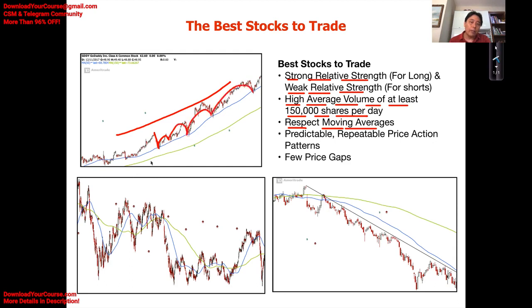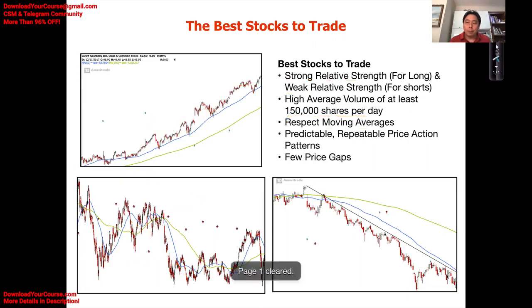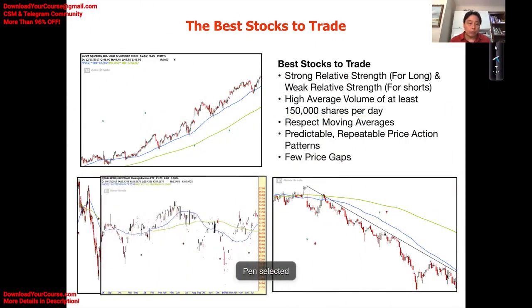So we call these stocks that are tradable. On the other hand, look at this kind of stock. Look at that. Look at the pattern. It's really choppy, right? So it doesn't respect the moving average. You can't trade these kind of stocks. They are not tradable. Another example would be this one. Let's take a look. This one's not tradable because, again, it doesn't respect the moving average and there are many gaps.